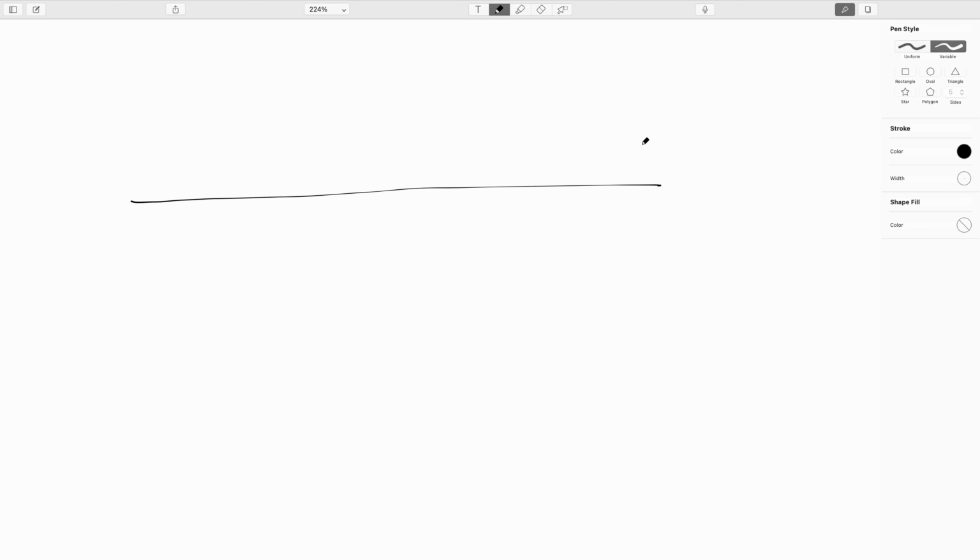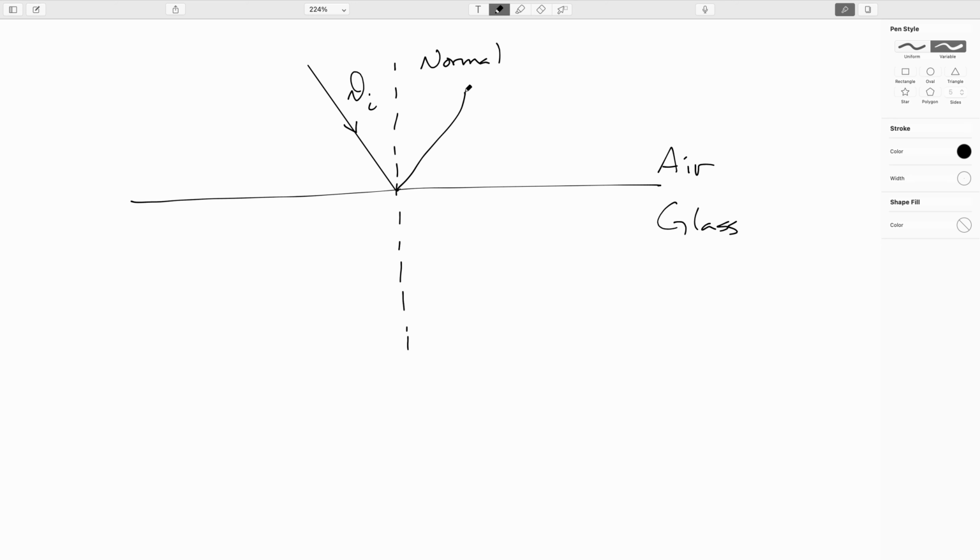So here's our interface here. Let's just say this is air and this is glass for the moment, just to make it a little more concrete. We'll go ahead and erect our normal here. Remember, we always measure angles in optics with respect to the normal. So this is our incident ray here, and this is our angle of incidence. And we did see from the video that the ray will reflect back out at an angle of reflection equal to the angle of incidence.